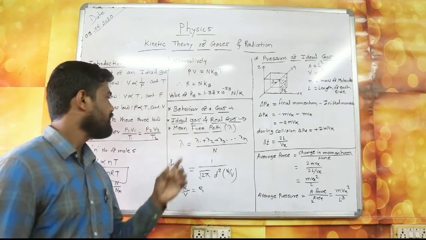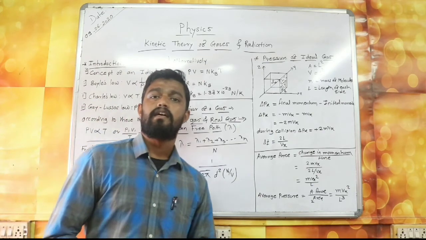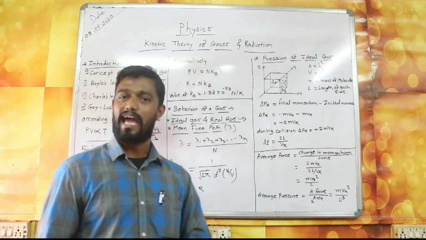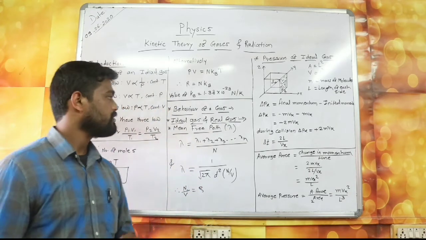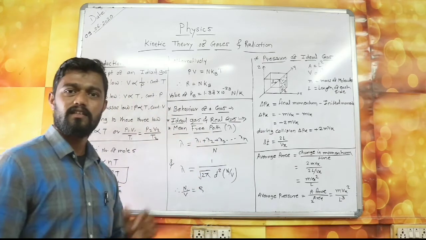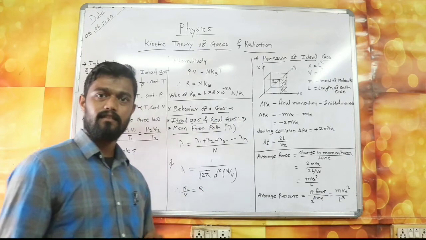And the last one: an ideal gas does not exist in the environment. A real gas exists in the environment. This is how we distinguish between ideal gas and real gas.